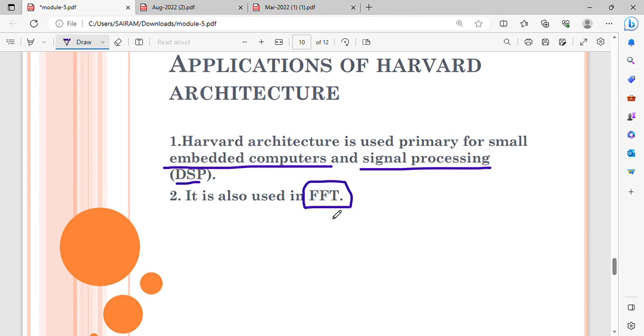So when you try to use it in DSP, you are going to use it in the place of what? That is filtering and convolution. In DSP, you use Harvard architecture in filtering, and also in convolution. Right? Yeah. Just a minute, I'll write.